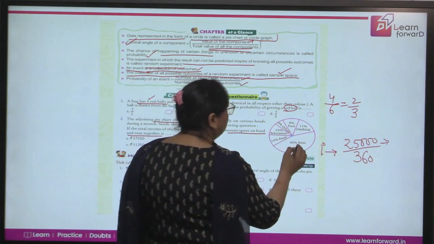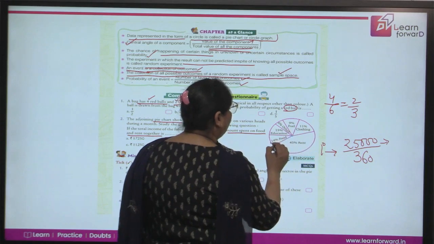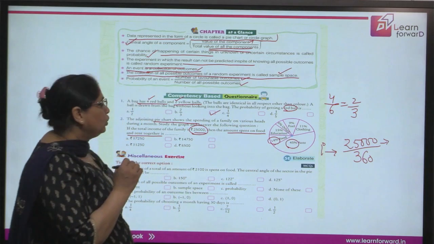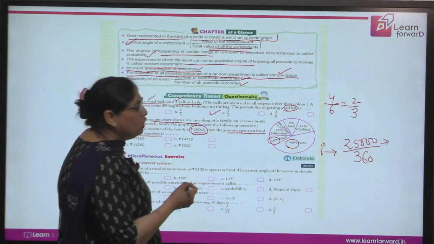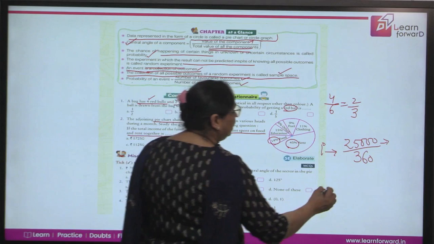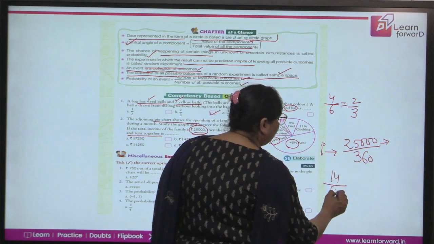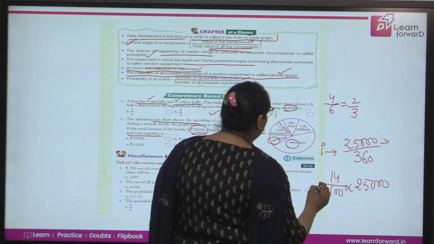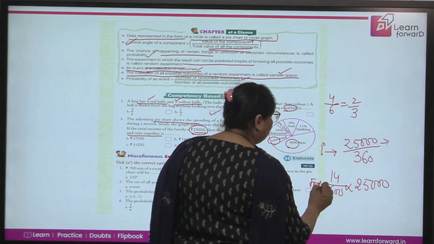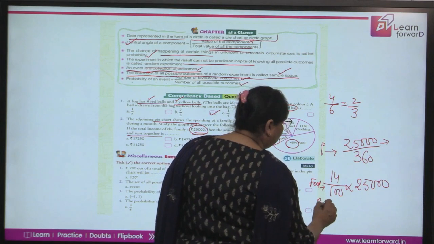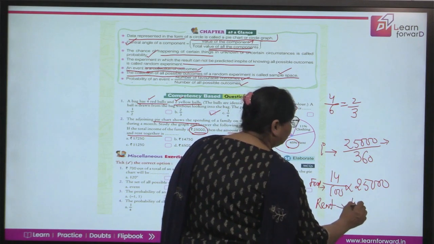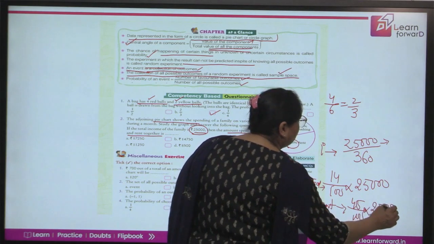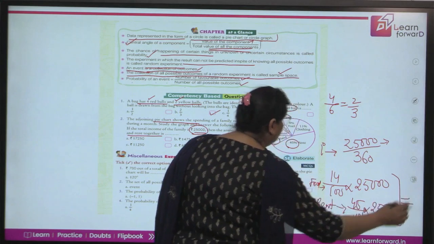Food is 14 and this is 45%. Since it is not represented by angles, we can directly find 14% of 25,000 for food, and for rent it will be 45% of 25,000, and we will add these two and get the answer.